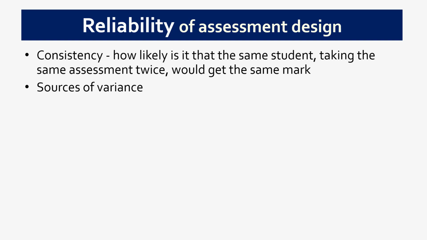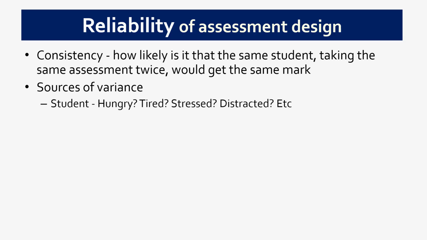There are lots of things that affect reliability, that cause variance in the two marks that a hypothetical student might get if they took the same assessment twice. The student themselves is, thankfully still, a human being. Students might have different levels of performance depending upon various physical and other factors that are outside of our control as examiners. Are they hungry? Are they tired? Are they stressed? Are they distracted? Is life getting in the way? There's not really anything we can do about that other than maybe provide them with support where possible, but it does cause some sources of variance.